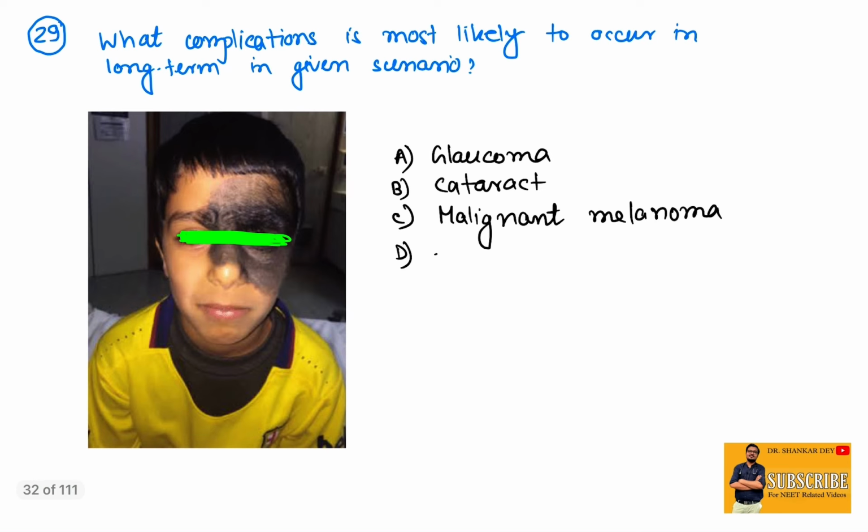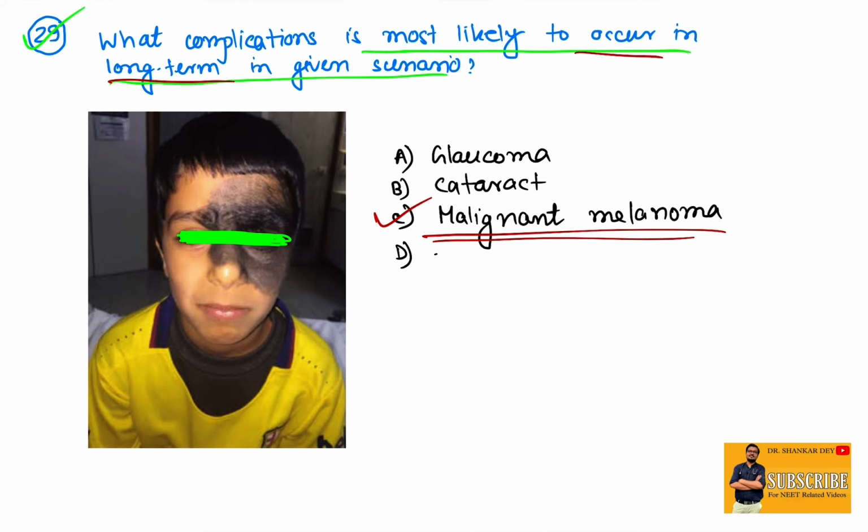Coming to question number 29, what complication is most likely to occur in this patient in the long term in the given scenario? This is congenital melanocytic nevus, and the most important long-term complication that may happen in this condition is malignant melanoma. So malignant melanoma is the right answer, congenital melanocytic nevus, not nevus of Ota.